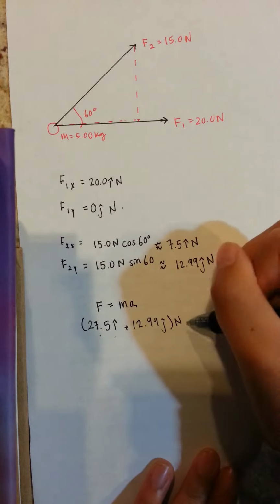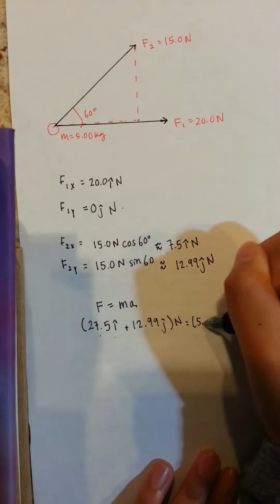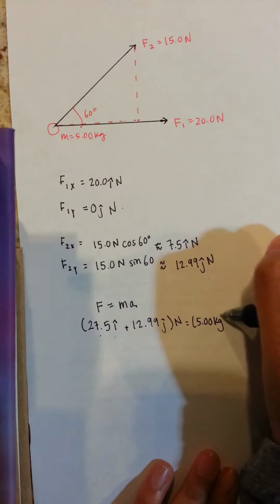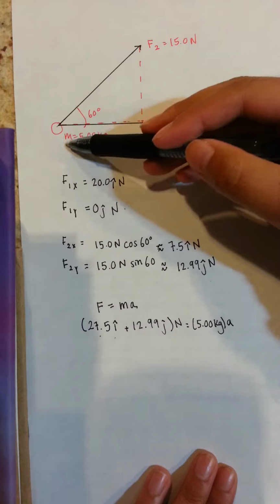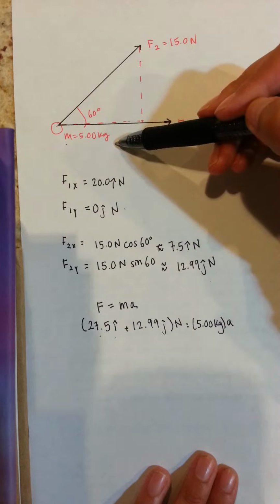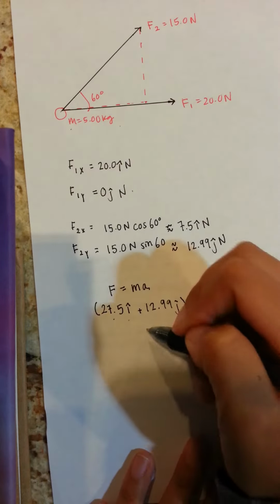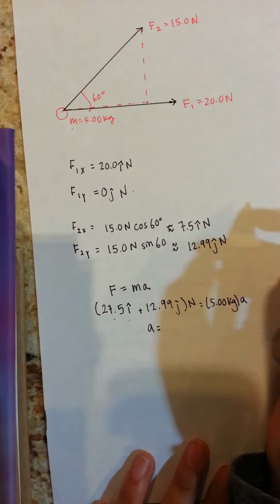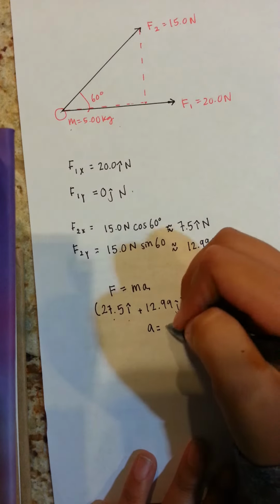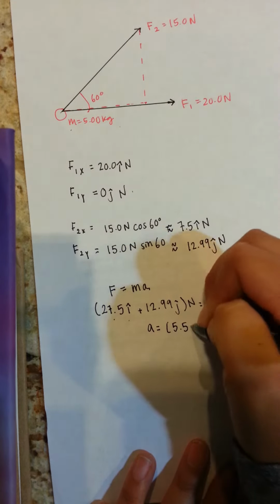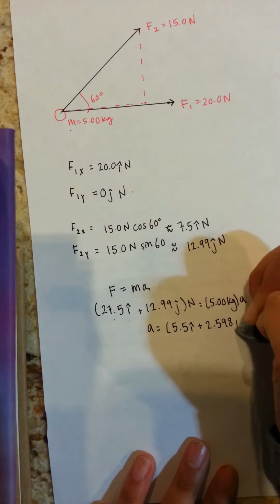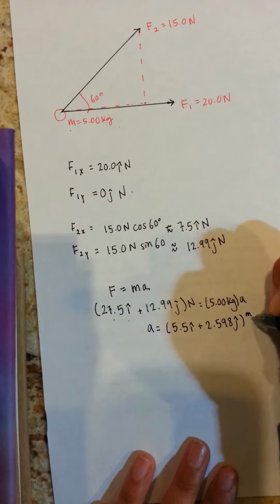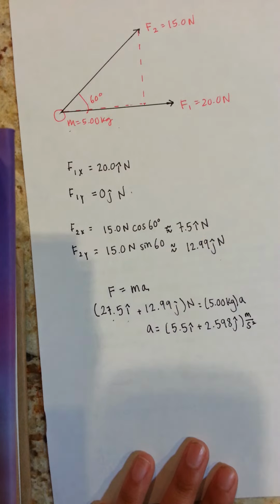Would be equal to 5.00 kilograms times acceleration, and the 5 kilograms comes from the object over here, which is 5.00 kilograms. So once you put that into the calculator, you would get approximately 5.5 i hat plus 2.598 j hat meters per second squared.